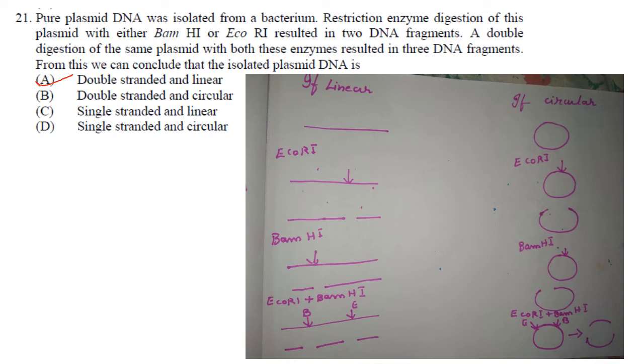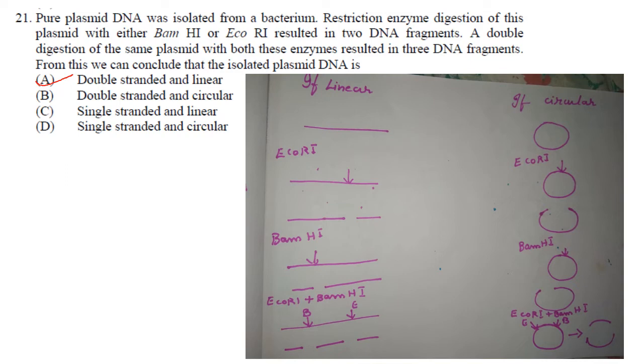So if it is a linear, double-stranded DNA, then if you cut with EcoRI you will get 2 fragments. If you cut with BamHI you will get 2 fragments. So that is similar to what has been told in the question. Restriction enzyme digestion of this plasmid with either BamHI or EcoRI resulted in 2 DNA fragments. Now if it were circular, a single cut will result only in a single strand. A single cut with BamHI will also result in a single strand.